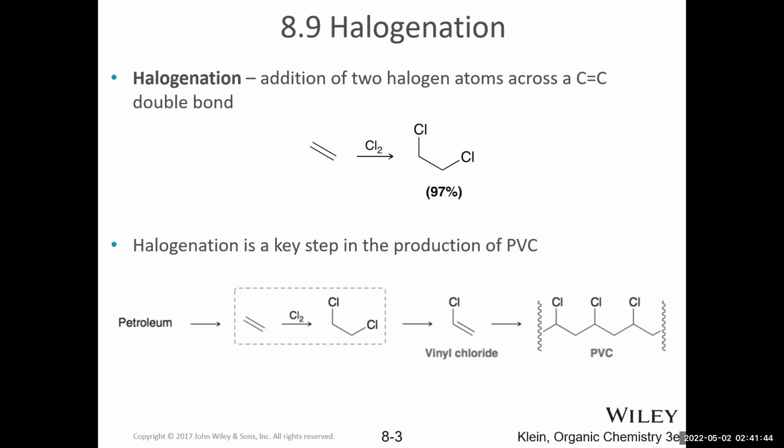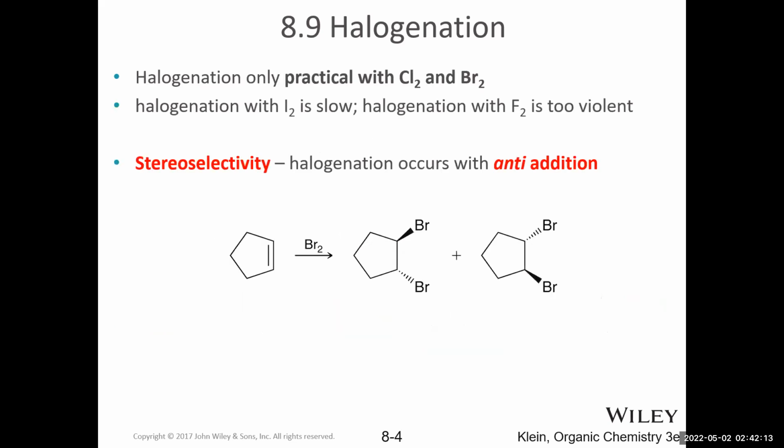Halogenation is actually a key step in the production of PVC, which stands for polyvinyl chloride. So you can see that the reaction that we see here is the first step in the formation of PVC. We do an elimination of one of the halogens to get vinyl chloride, and then use vinyl chloride in a polymeric addition reaction to get PVC, which is used in plumbing and things like that.